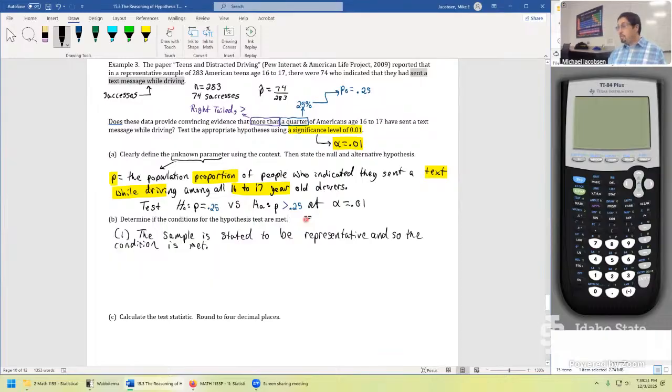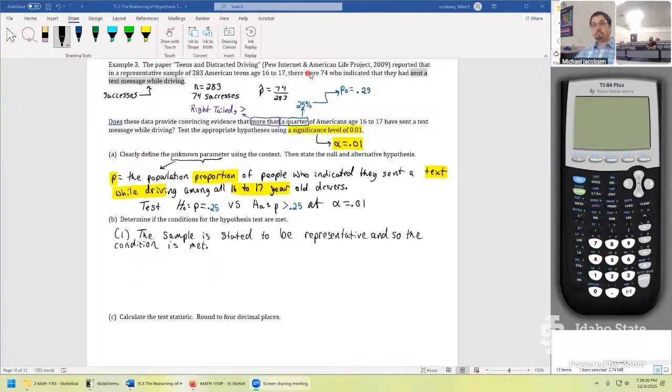Any questions at the moment, folks, with the representative sample? On the account that I was late, we had finished all the way up through A, right, last time? Yeah, we finished A entirely. We set up the parameter, the proportion of people who indicated, that's special language there, they admitted to essentially, they sent a text while driving among all 16 to 17-year-olds, and this is national data, so in the USA. The null is that P is 0.25, and we're doing the right tail test, that the proportion is greater than 0.25, more than 25% indicated they've sent a text while driving. Other questions at the moment?